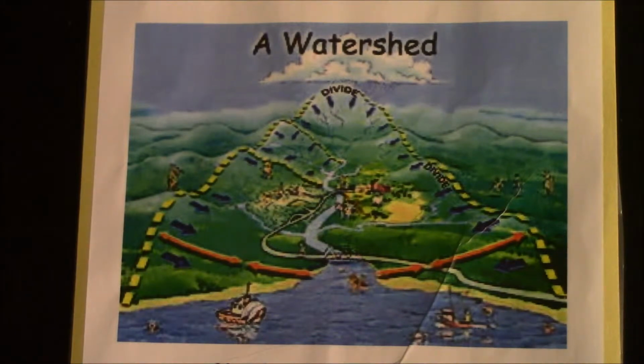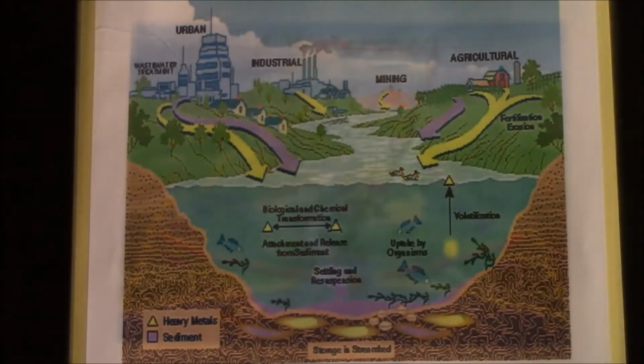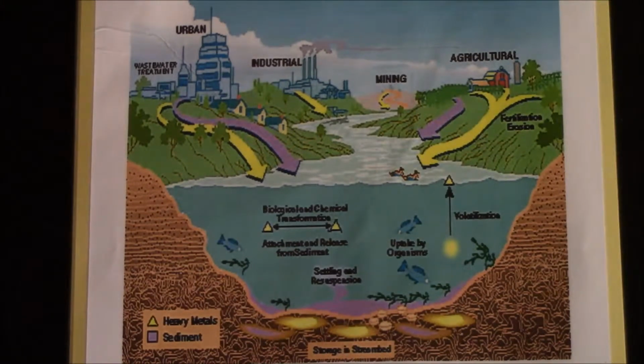But we need to consider something that many of us don't find very pleasant, and that is what happens when contamination enters the watershed. Where does it go? Who does it affect? And how do we test for it? Well, let's take a look at your landscape page for more information and a little bit of a demonstration.